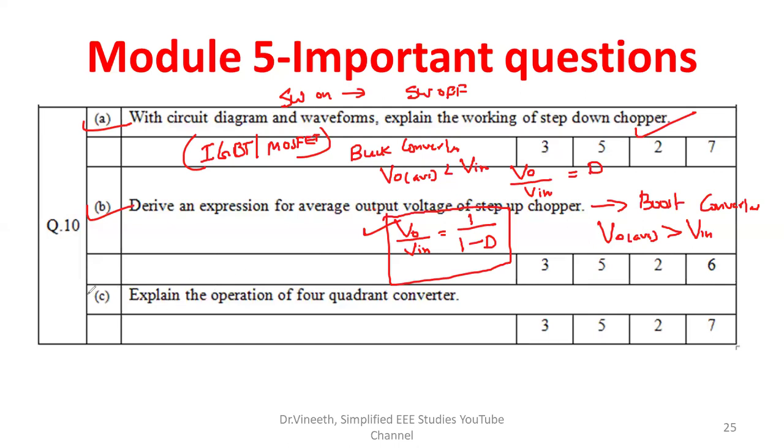Now, question number 10C: explain the operation of 4-quadrant chopper. Here you need to explain with the help of the circuit diagram. So that is regarding question number 10, A, B, and C.